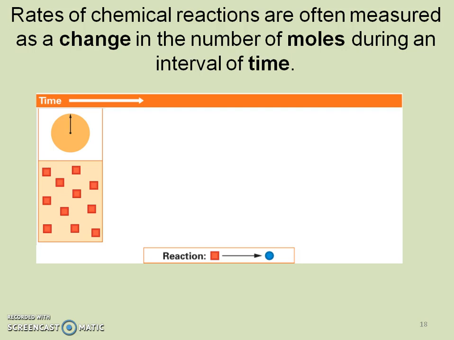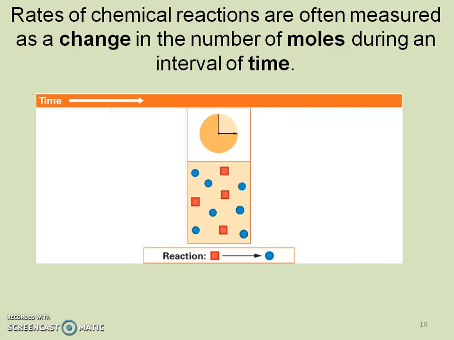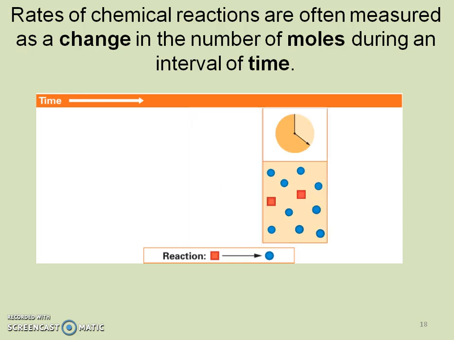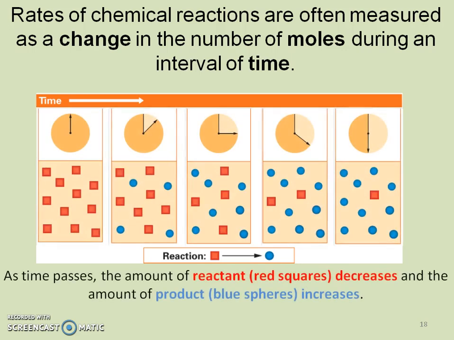So I'm just going to quickly go back there. We have our reactants only. As the reaction goes on, after a couple of minutes, now we've made some product. Notice we have some more time, more product, less reactant. Again, less reactant, more product, and so on. If we look at all of them, as time passes, the amount of reactant, those red squares, decreases. Obviously, then the amount of product has to increase.